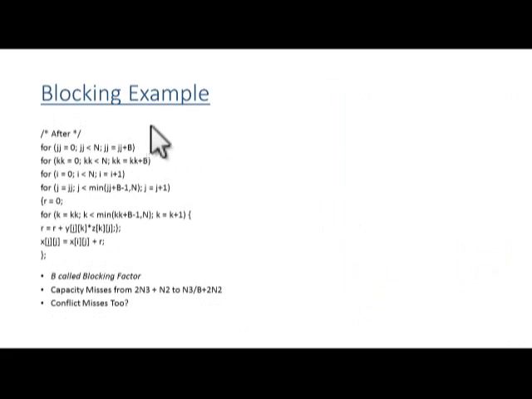This can be done by this methodology also. The capacity misses are reduced here from 2n^3 + n^2 to n^3/b + 2n^2. So blocking is also helpful to reduce the capacity misses. In this also we are using the same variable again and again while doing the matrix multiplication, so we are improving the temporal locality also.